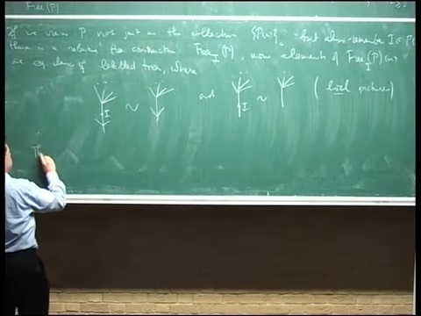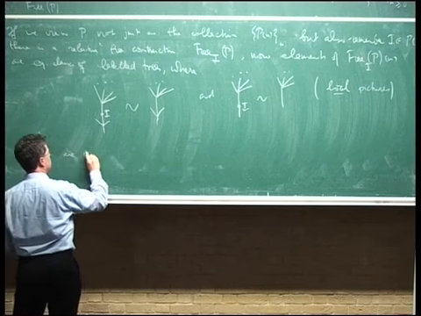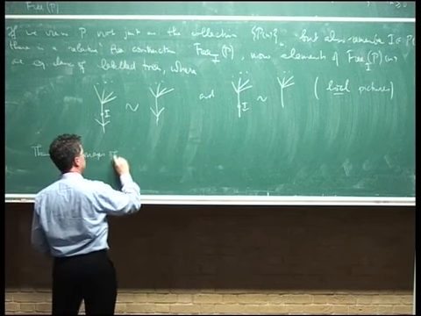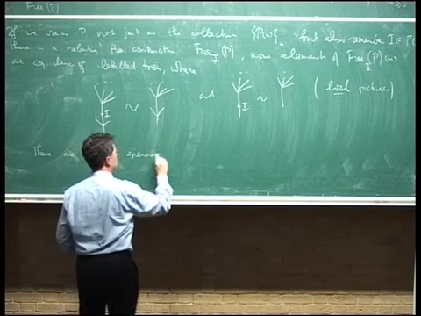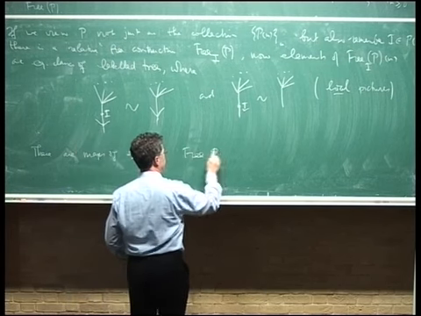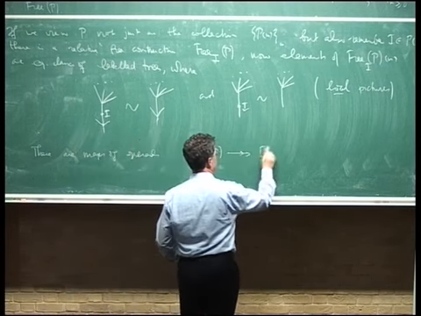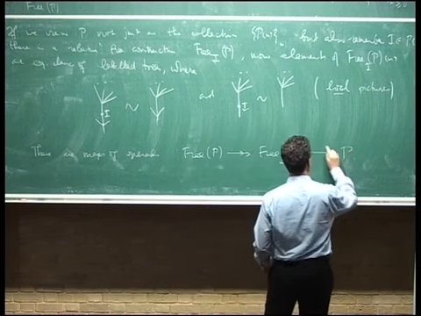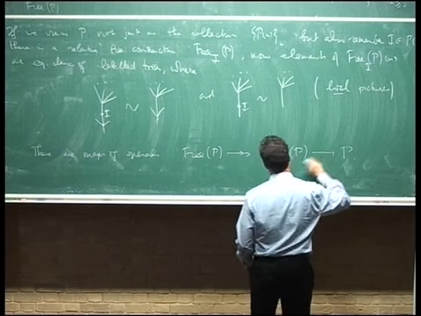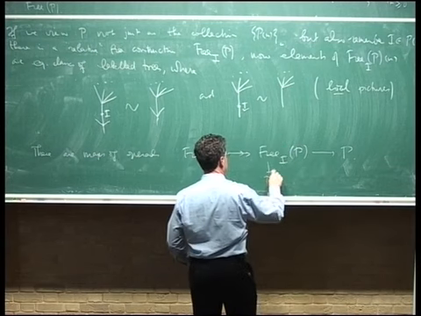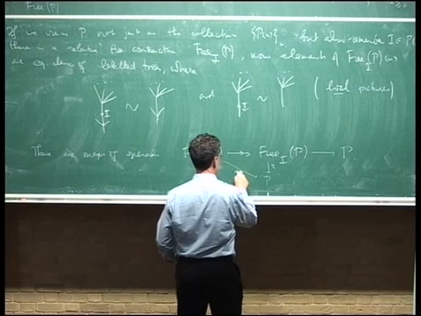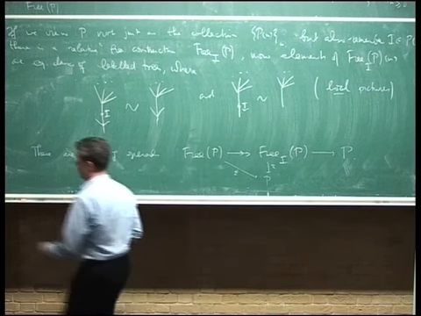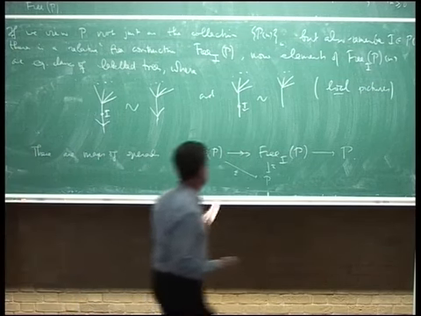So there are maps of operads. Free P, free IP, P. So maybe P. I think I will call both of these epsilon, although I probably will not talk very much about this one.